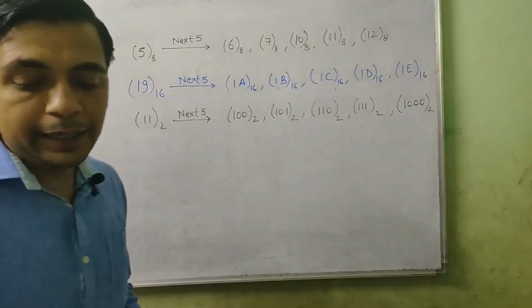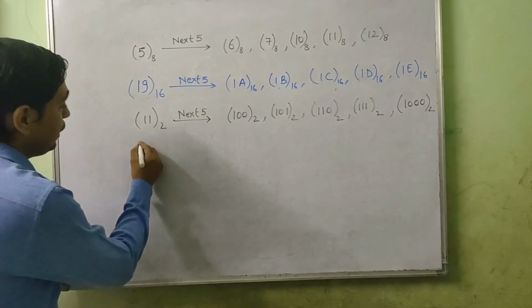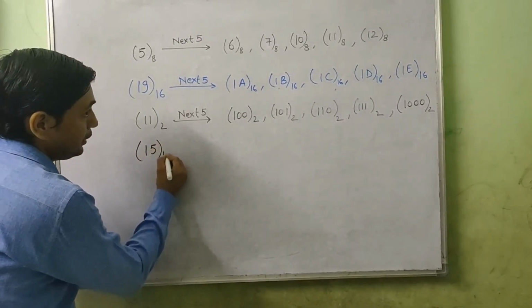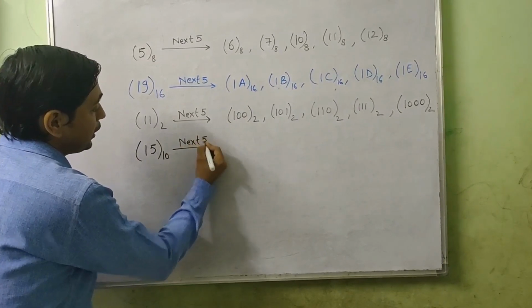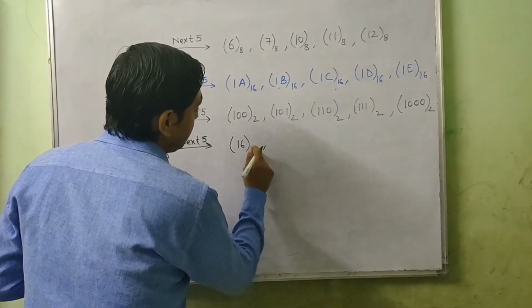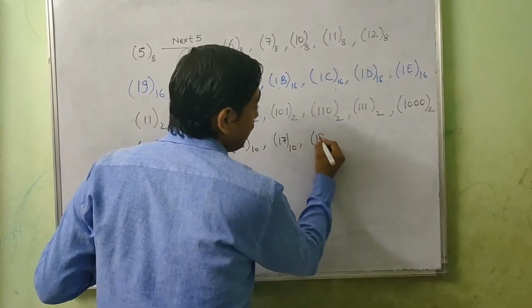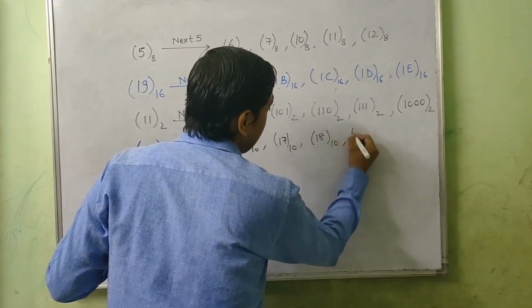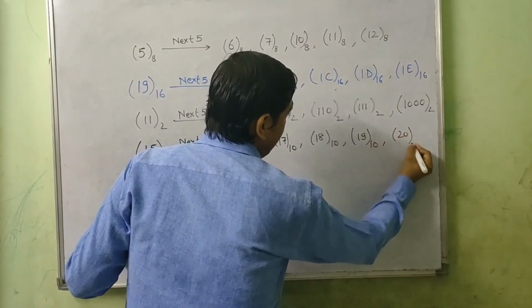Okay, and now finally let's see the next 5 numbers in decimal. For example, if 15 is written in decimal, what will be the next 5? Okay, so after 15 we know 16 will be there, 17 will be there. So decimal is the easiest because most of the time we are working with decimals only in real life, in mathematics. So that's why it would be very easy.